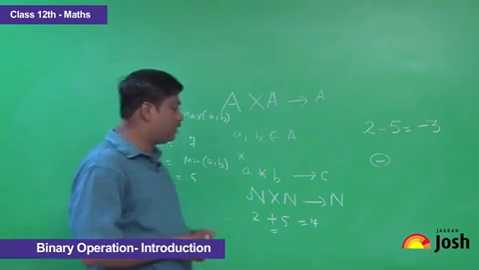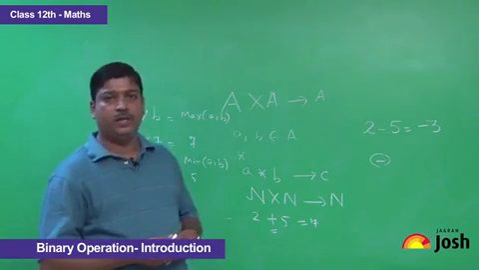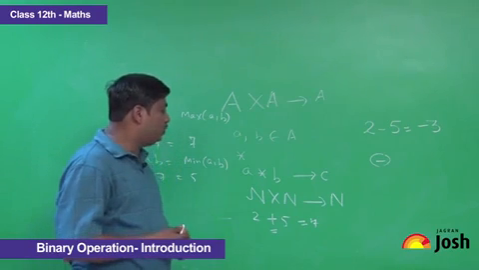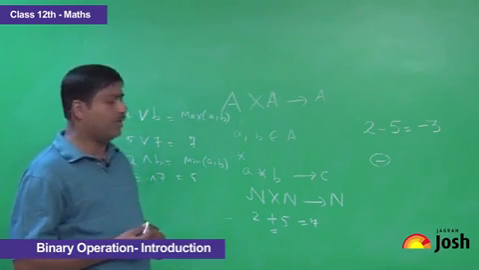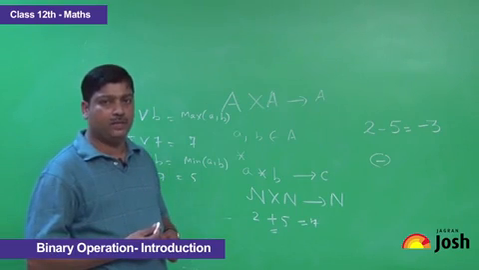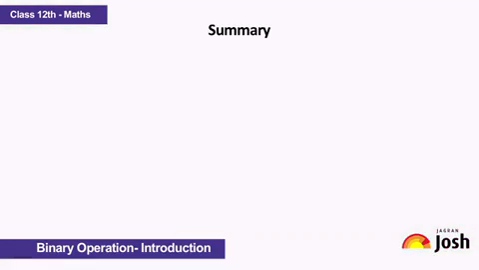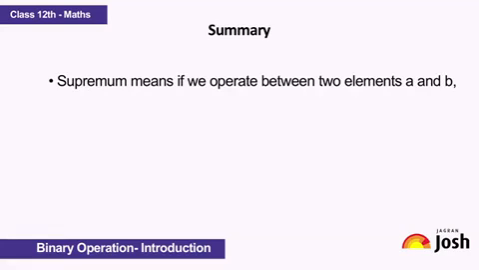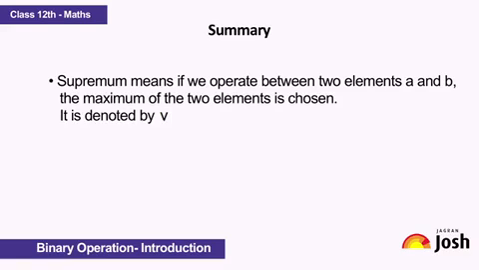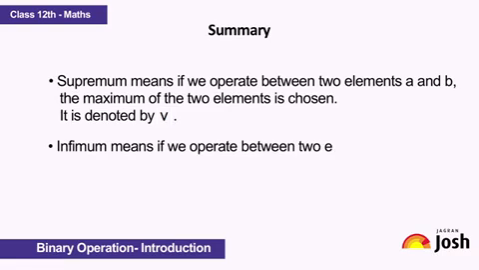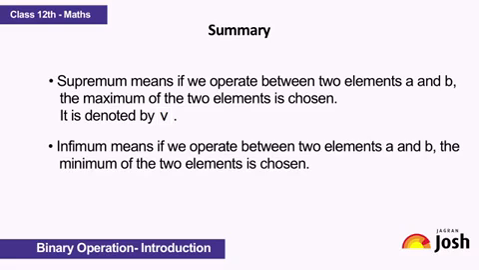Now, to sum up, we can say a binary operation is an association of two elements of the set to a unique element of the set. Supremum means if we operate between two elements a and b, the maximum of the two elements is chosen. It is denoted by supremum. Infimum means if we operate between two elements a and b, the minimum of the two elements is chosen. It is denoted by infimum.